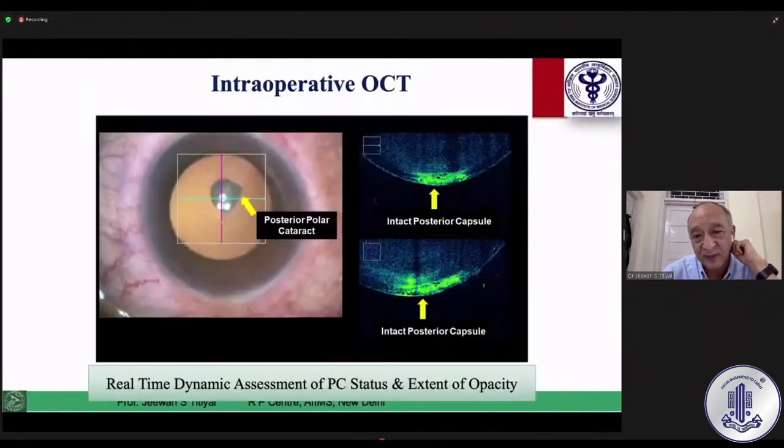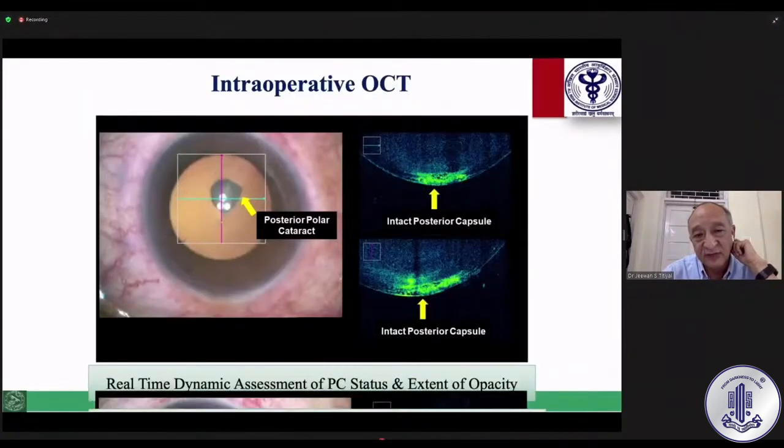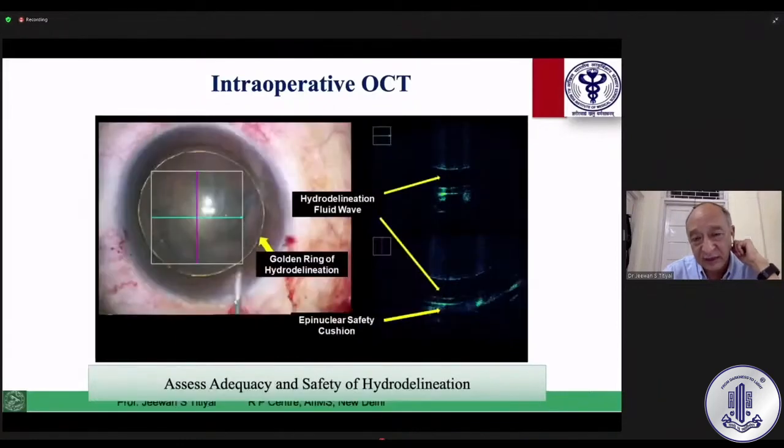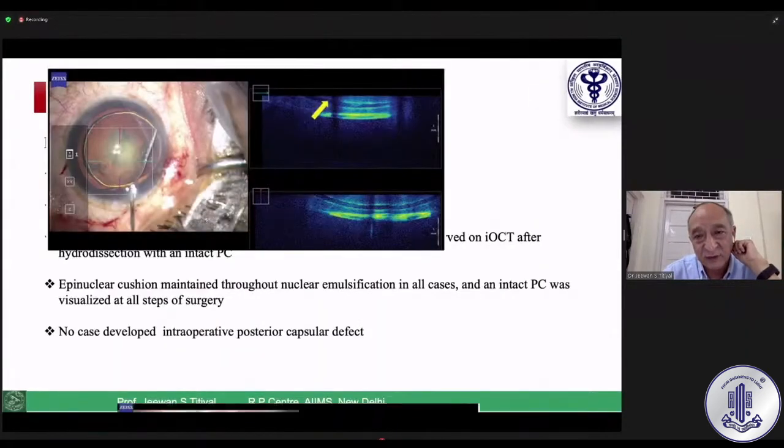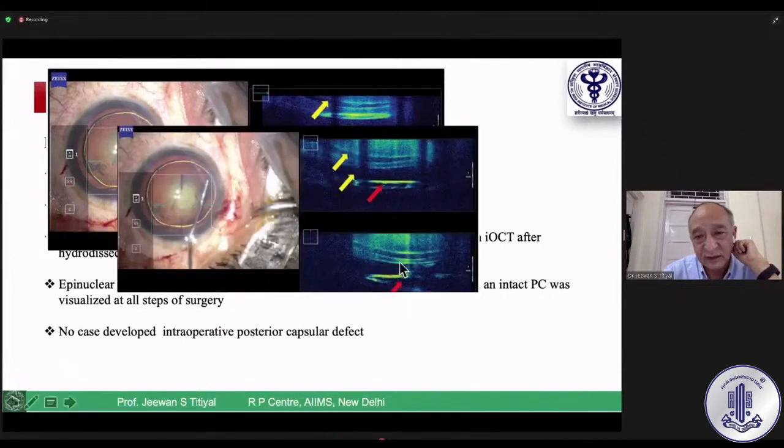Similarly, type 3 is more dense, therefore no delineation of the posterior capsule in the entire range of the disc in these cases. So what we do in type 1, we do both hydrodissection and delineation because we could see the posterior capsule intact in these cases. So type 1 is easier. You can see there is a delineation being done, and subsequently dissection is also done. The surgery is simpler, faster, and you can maintain the posterior capsular integrity.